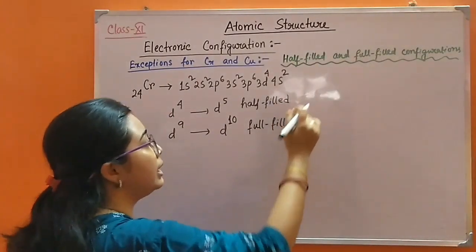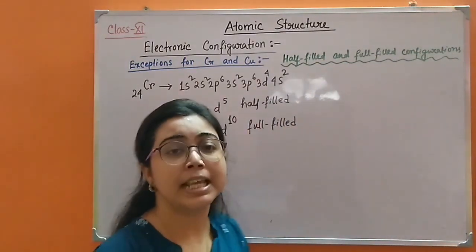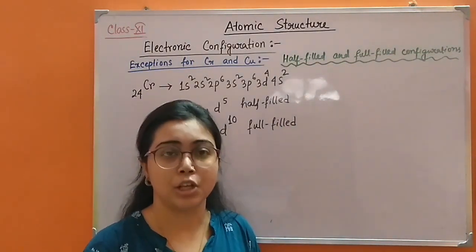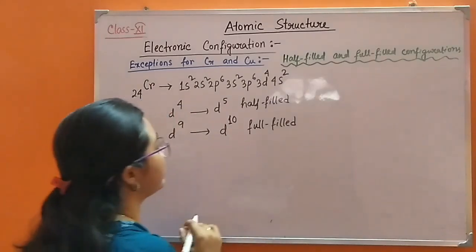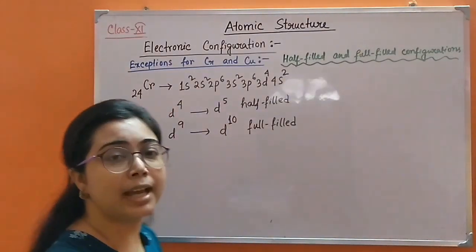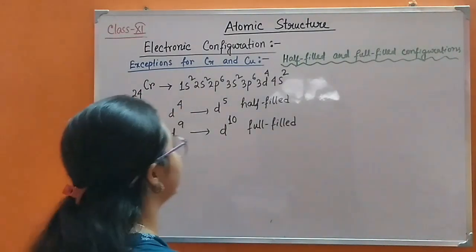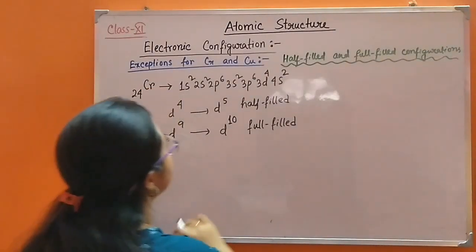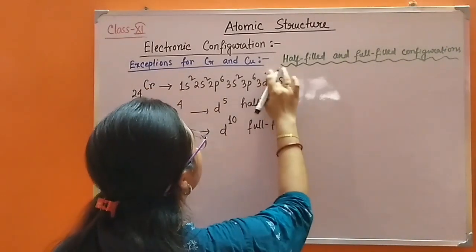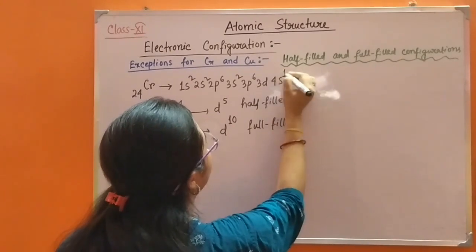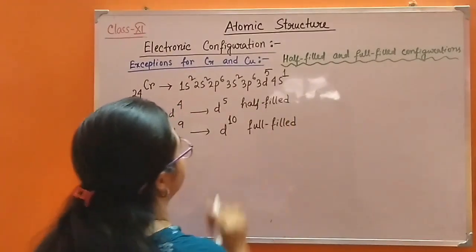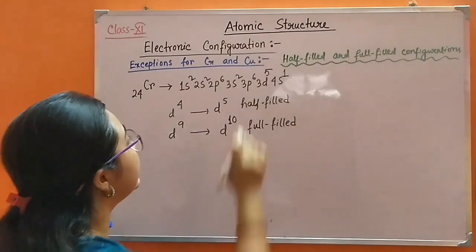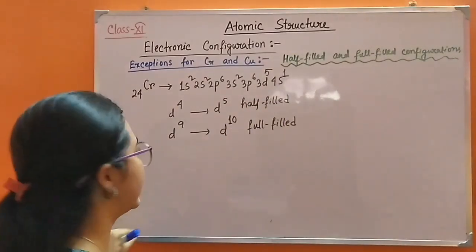And these half-filled and fully filled configurations impart extra stability. So, it becomes more stable when the orbitals are half filled or completely filled. So, the electronic configuration of chromium will be 4s1 and 3d5. For chromium, here d5 is a half-filled configuration.